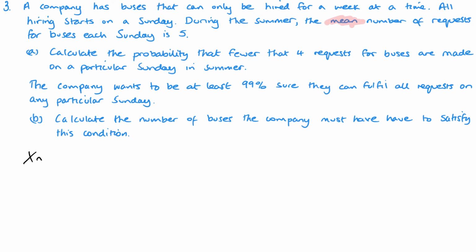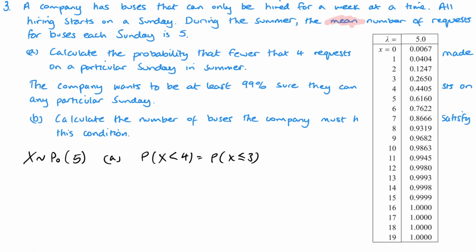So here we have that X is distributed Poisson, and it's going to be 5. Now for part A, we're looking at fewer than 4 requests. So we're looking at when X is less than 4, which means that X is less than or equal to 3. We've got a nice value of 5 for lambda, so we can go ahead and look this up in our tables. And as you can see, less than or equal to 3 is 0.2650. So nice and straightforward there, or 0.265 to 3 significant figures.